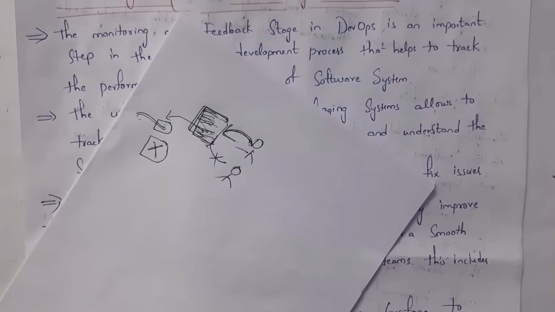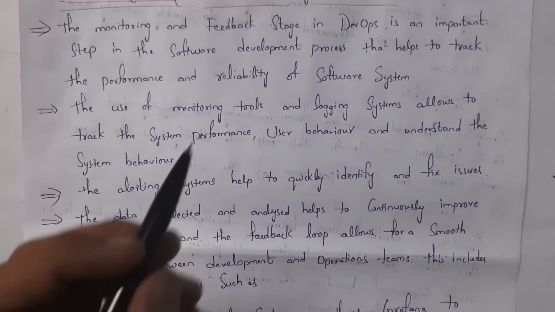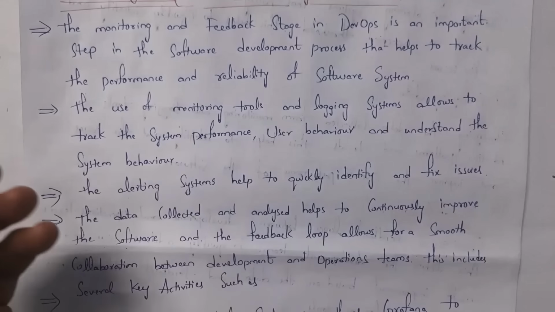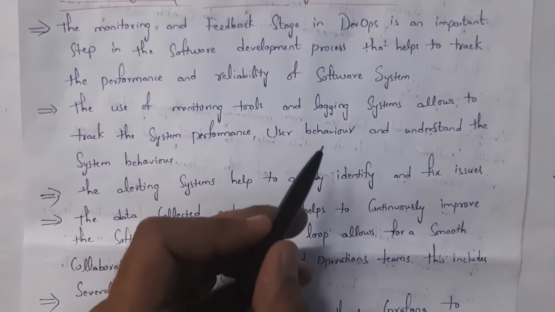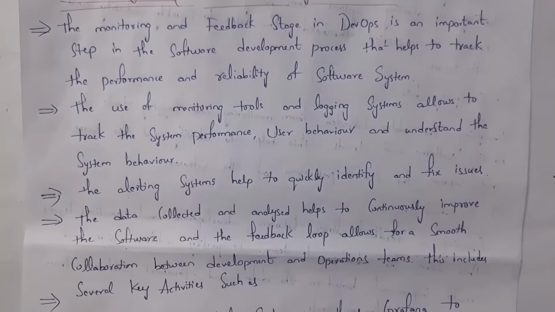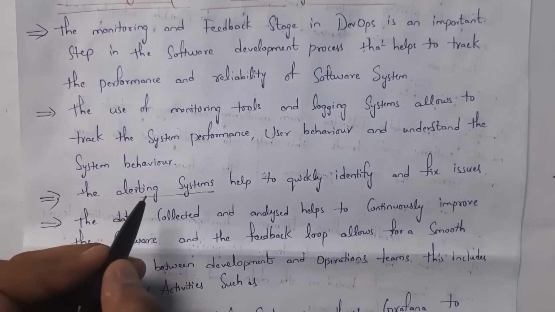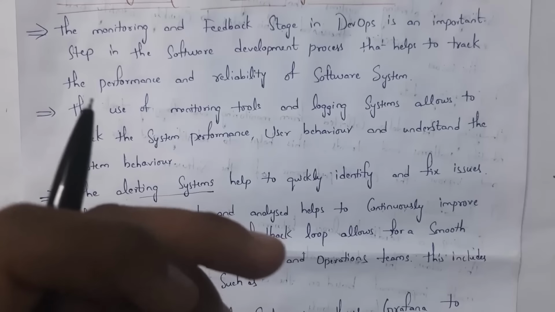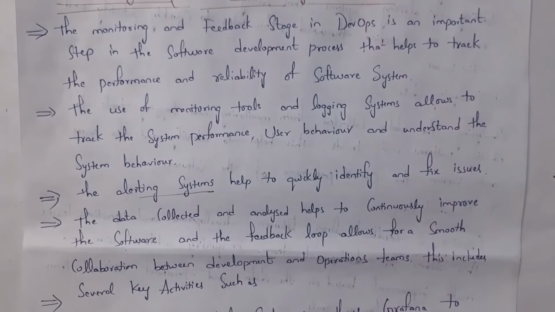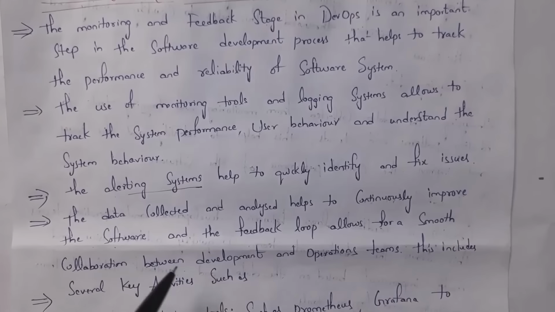Even after deployment, we need to monitor our software to check whether it is working correctly or not. By using various kinds of monitoring tools and logging tools, we can track system performance, user behavior and also system behavior, that is, whether the software is giving the correct response to users or not. And by using alert systems, we can quickly identify and fix issues. For example, if the software is not working properly, is consuming a lot of memory or the system is working slow, an alert message is automatically sent to developers. Also the development team and operations team will interact with each other and take regular feedback on how the software is working.